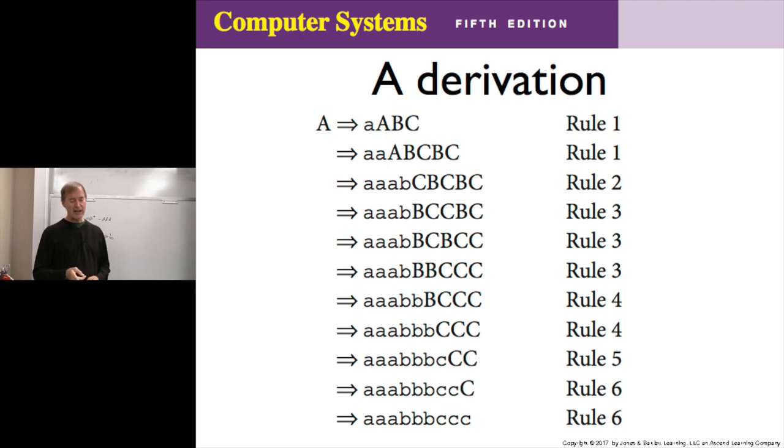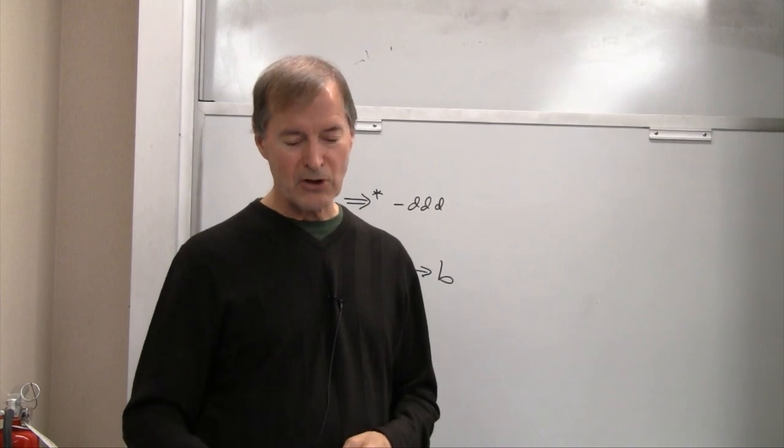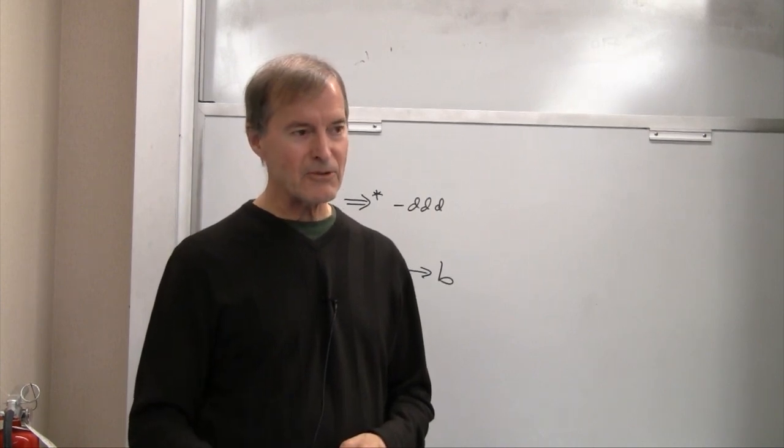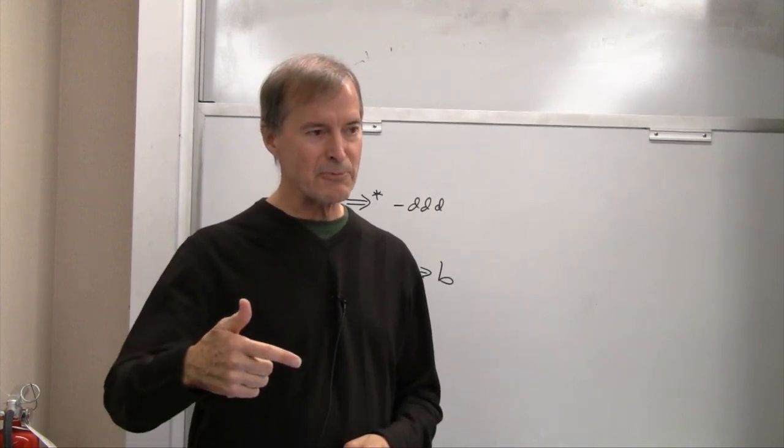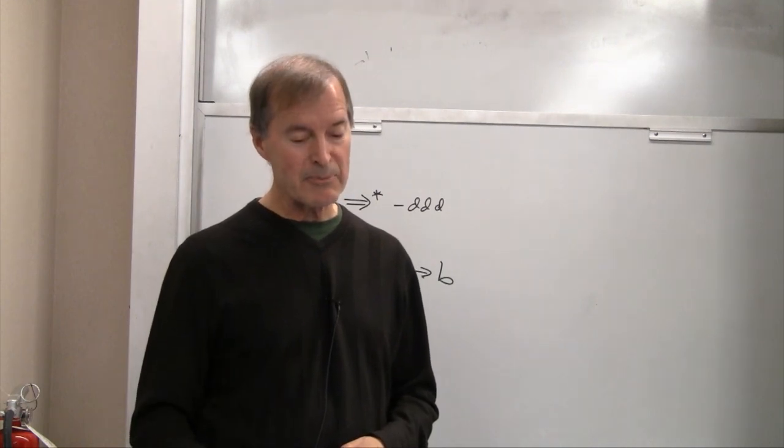In fact, with this particular grammar, the language that it produces has what? An equal number of A's, an equal number of B's, and an equal number of C's. Always. Actually, it does, always. You'd have to go back and reason through the rules of production. That's in fact what happens.